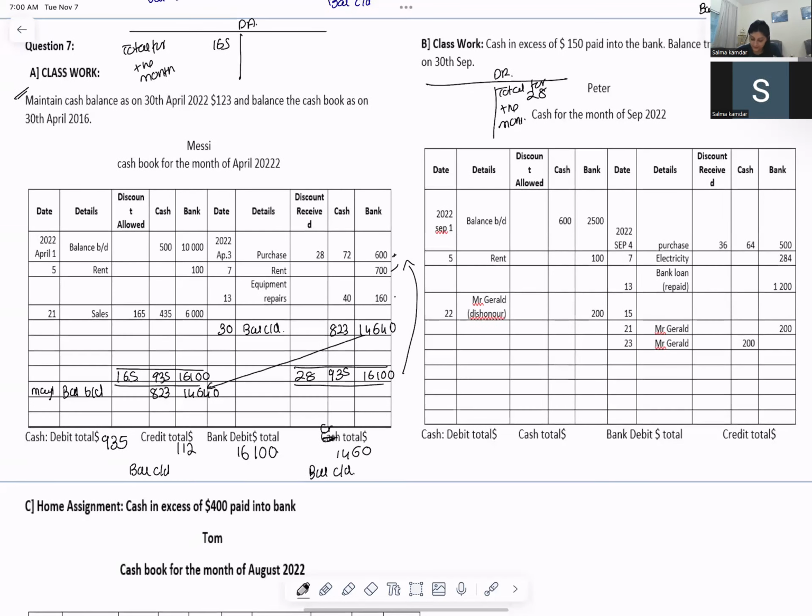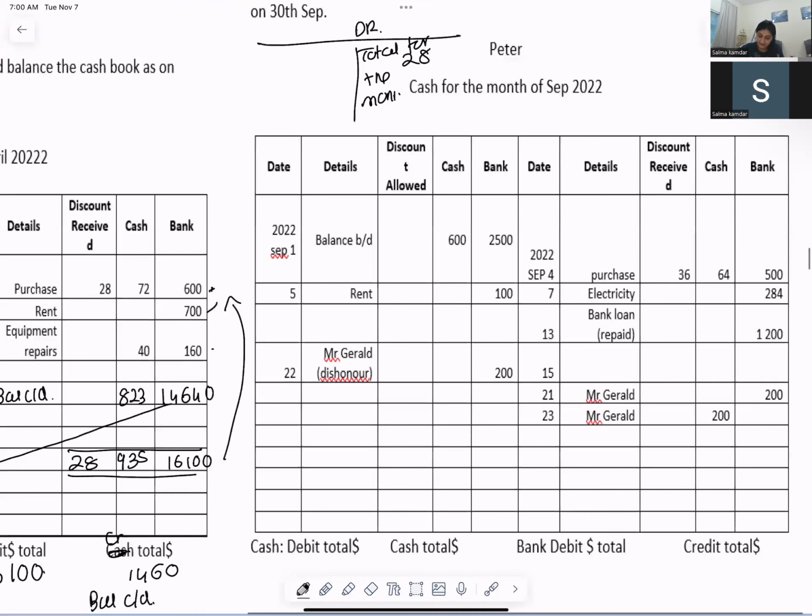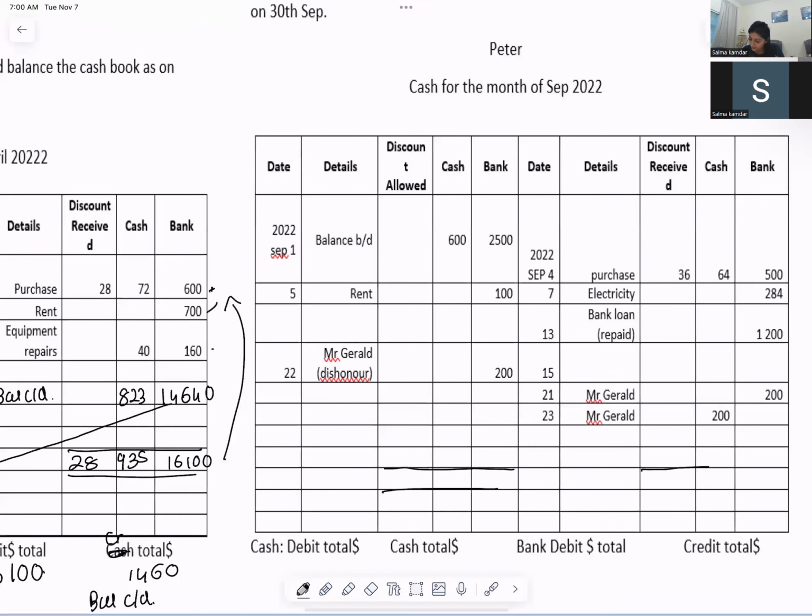Let's do the next one. Discount allowed and discount received. You just do the total and keep. So discount allowed and discount received will be just done the total. And it is kept. There is no discount allowed. Discount received is 36. It will go on the credit side of the discount received as total for the month.